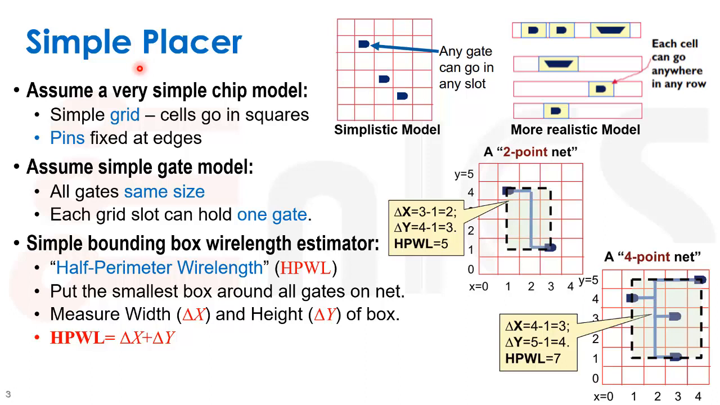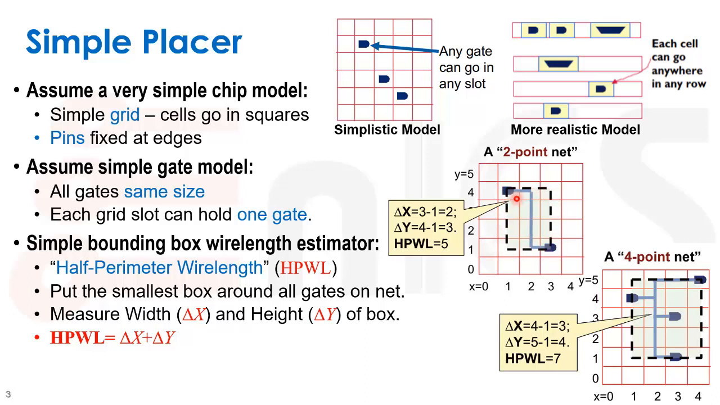And second of all, that we're going to be able to optimize in terms of the math and so forth that goes with it. And really the easiest estimator we could think of is this half perimeter wire length. So what we're going to do is take our gates, which we're going to assume are just a single point on a grid, and we're going to cover them with a rectangle.